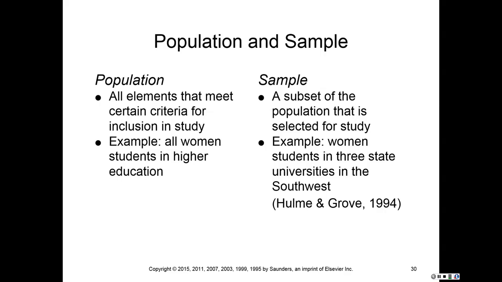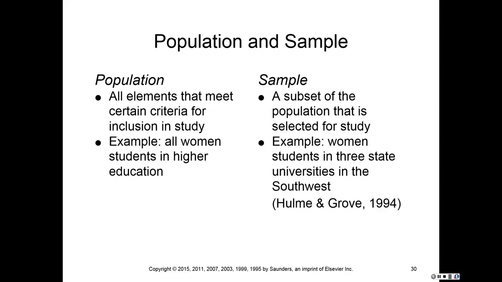7, population and sample. So you know from statistics that there's a difference between those terms, population versus sample. A population is all the elements that meet certain criteria for inclusion in a study. For example, all women students in higher education. That's the population.